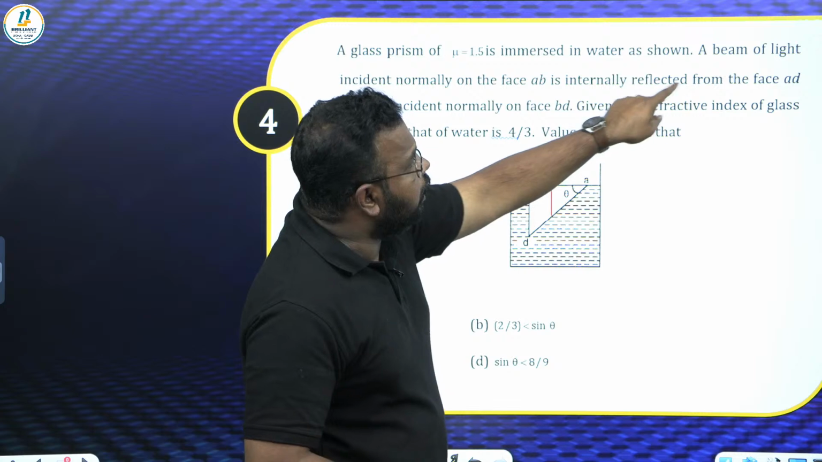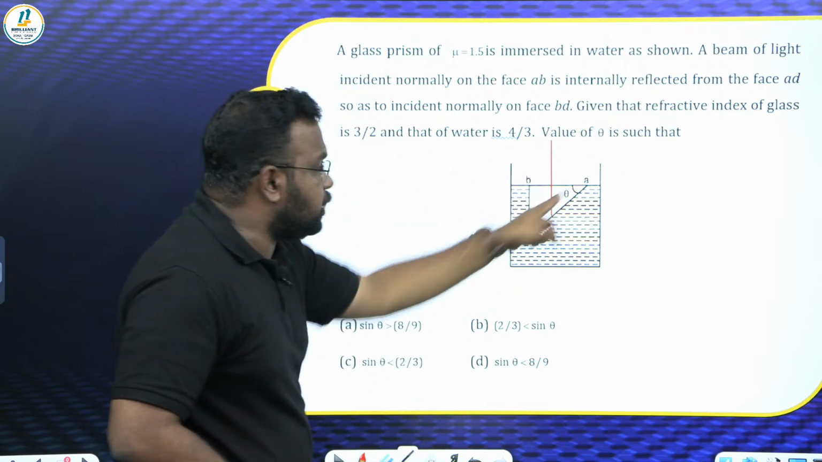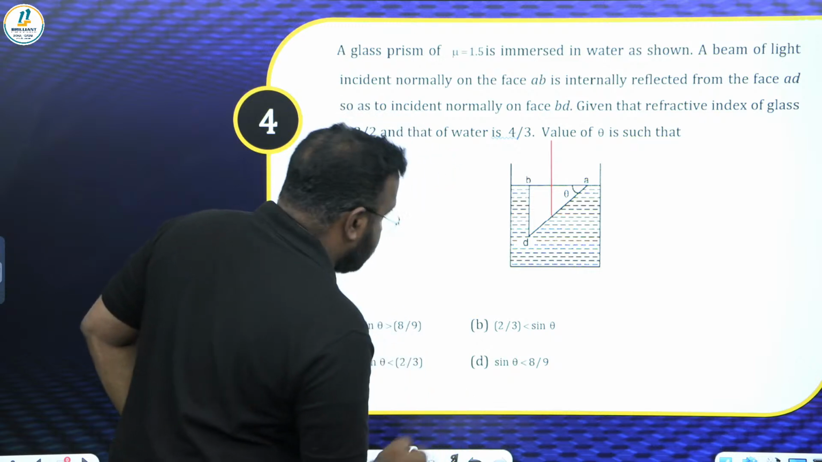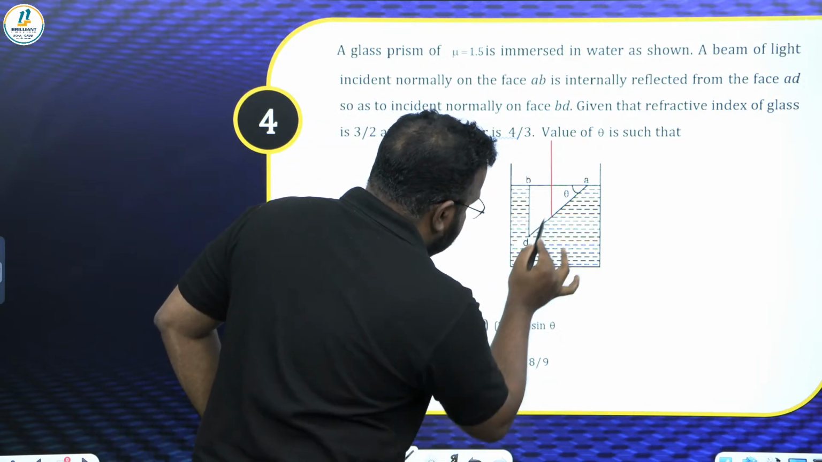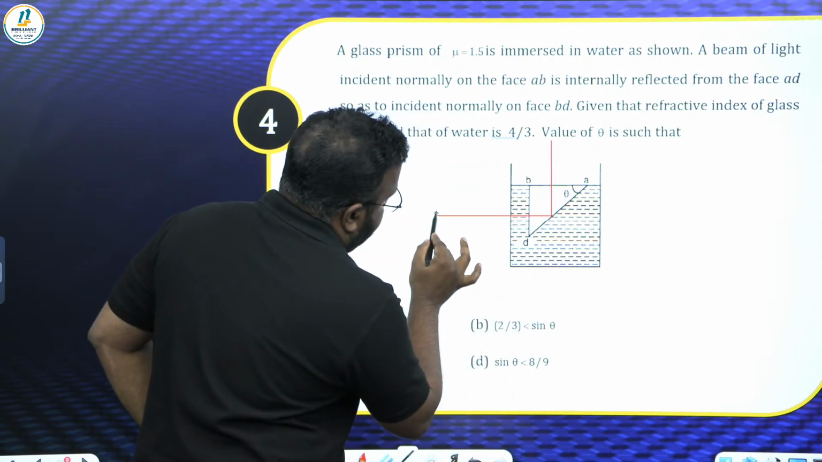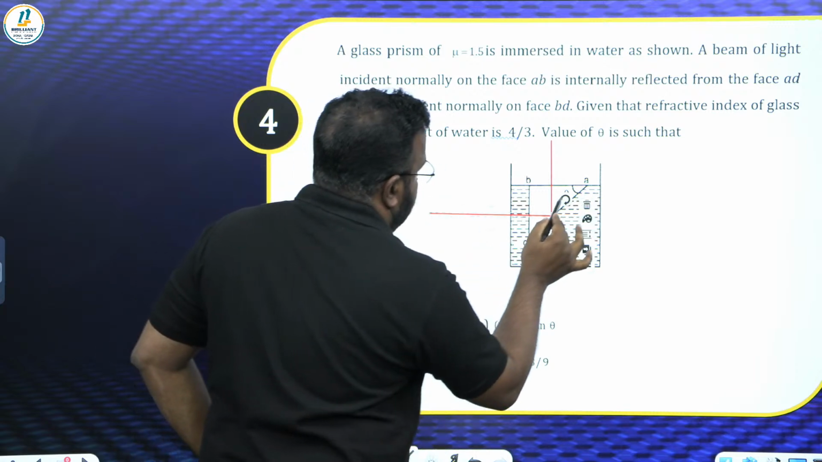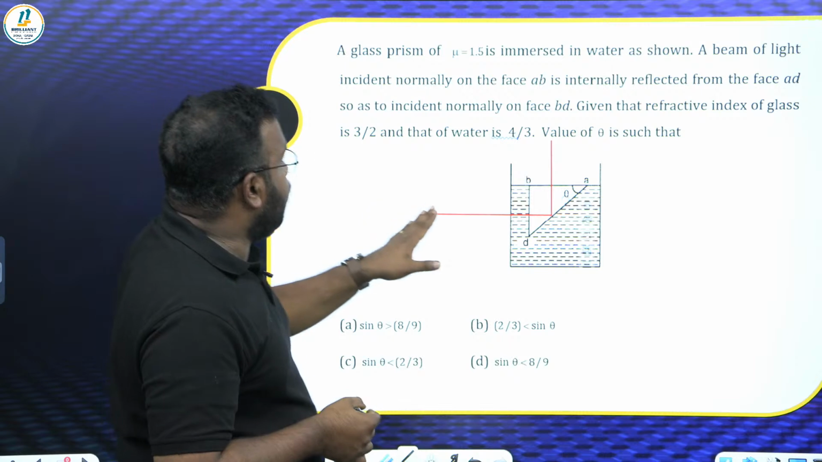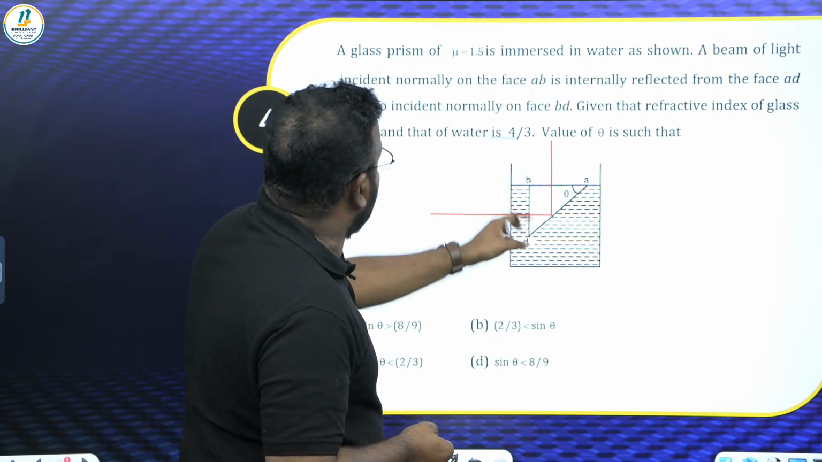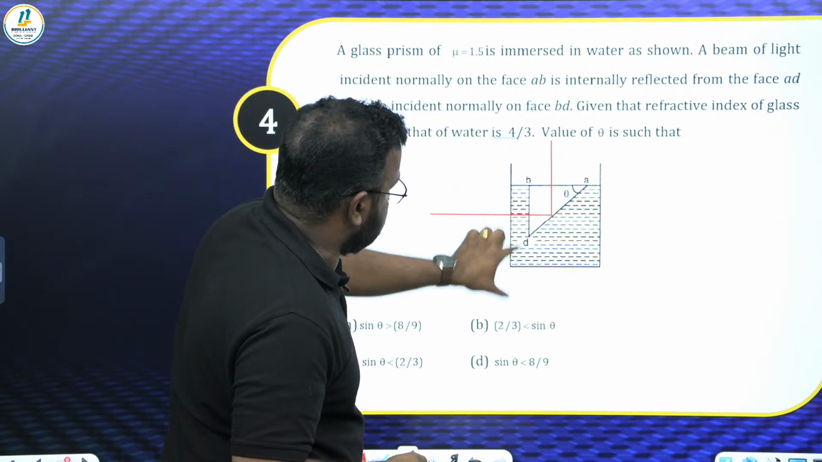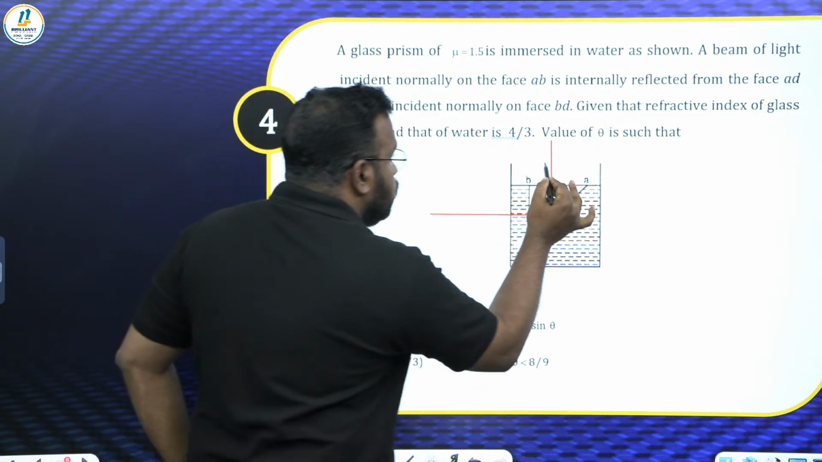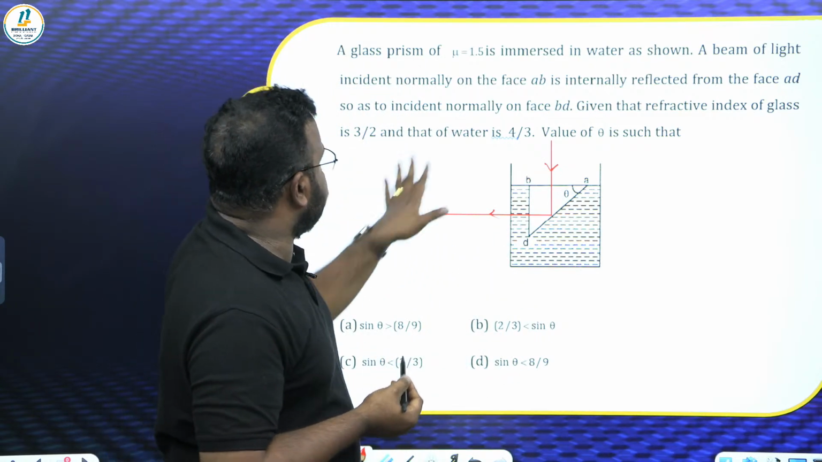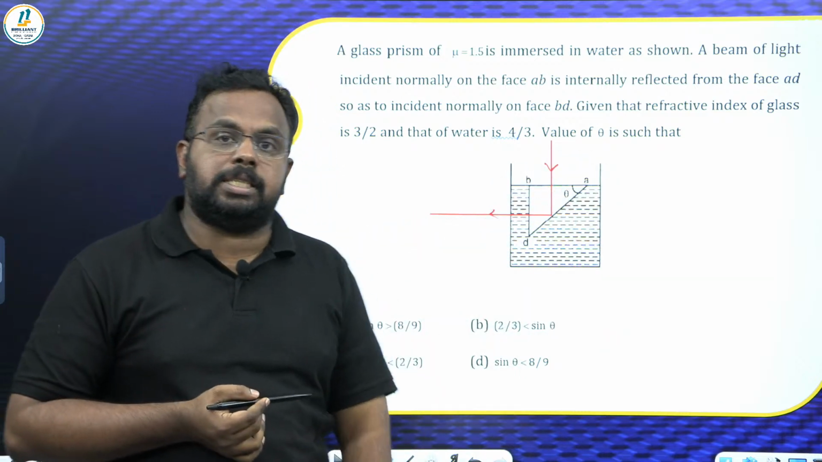AB is internally reflected from the face AD. So this is the face AD. From the face AD, it is internally reflected. That means after that, from this point, it is coming this way. This is what is happening, and it is incident normally on the face BD. So this is the face BD. It is going like that. So this is the path of the ray. Given the refractive indices, only the value of theta they are asking.